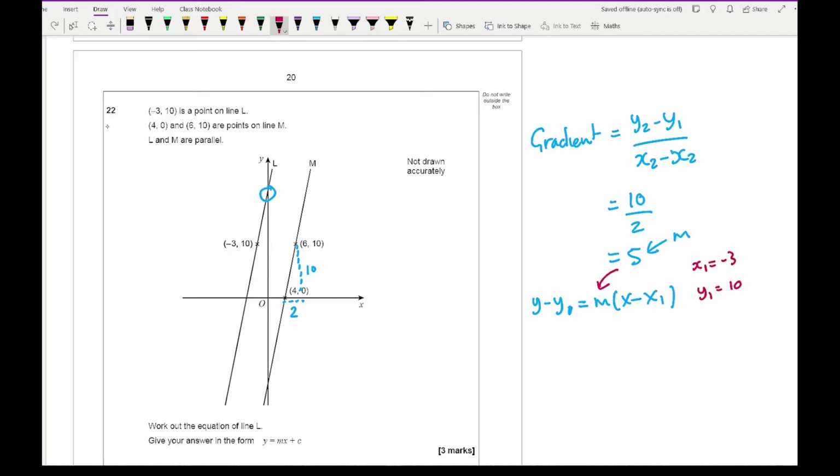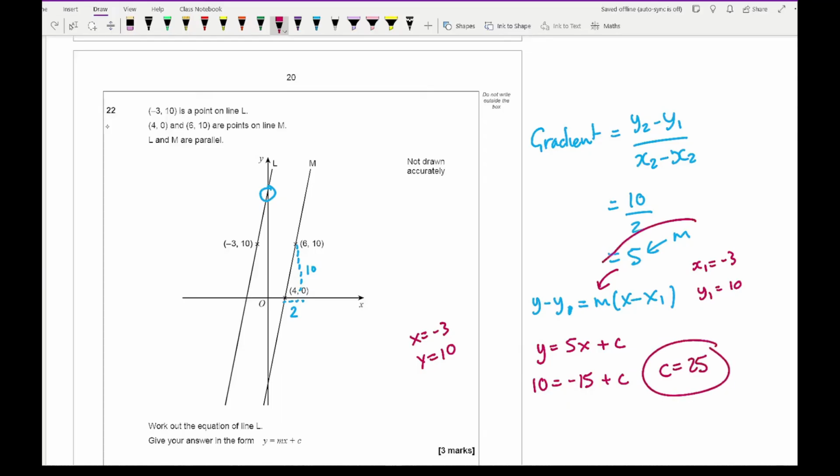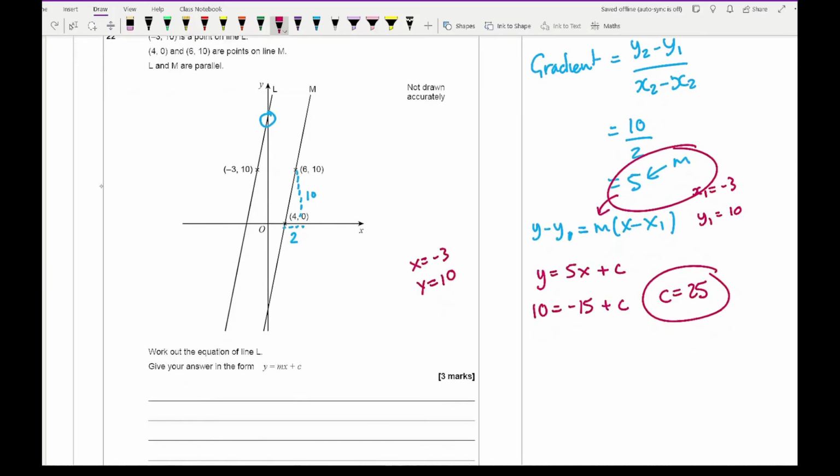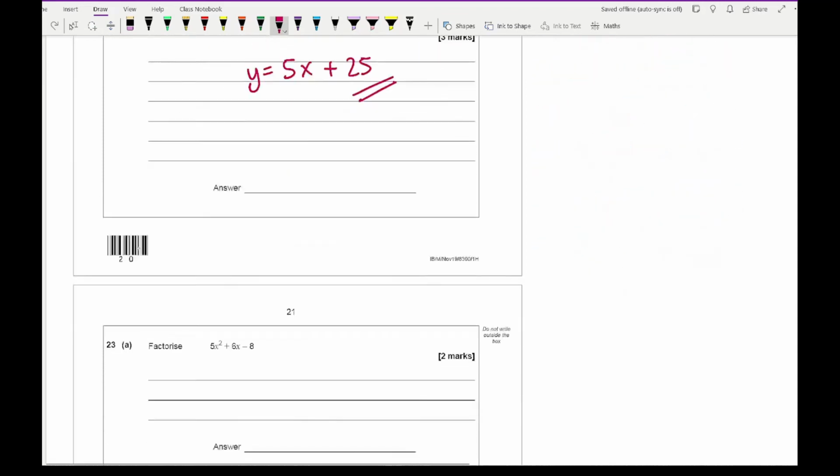Now if you've not been taught that formula, do not worry. What I know is I've got y equals 5x plus c, and what I'm going to do here is make x equal to minus 3 and y equal to 10. So substituting this in, I get 10 equals minus 15 plus c, and doing a bit of rearranging, I get c equals 25. So now with those two components, I can write the equation of the line, which is y equals 5x plus 25, and there is my final answer.